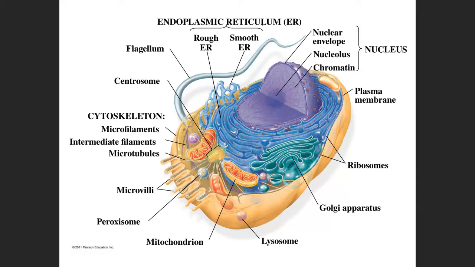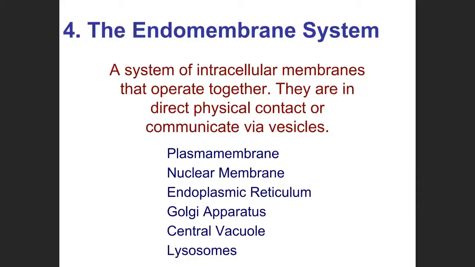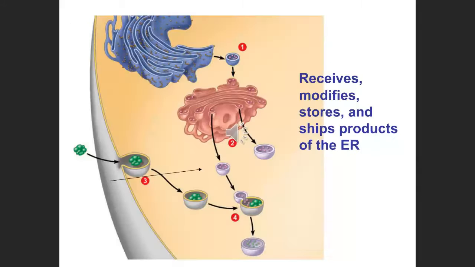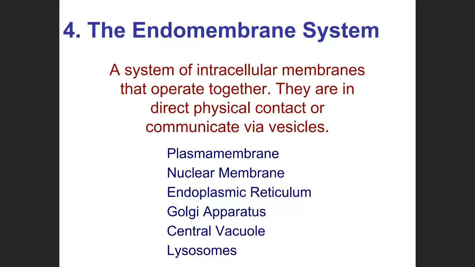Okay, so those endoplasmic reticulum, both of them, are part of what we call a system of intracellular organelles that operate together. We call it the endomembrane system. They either communicate directly, physically, or they communicate by vesicles. Look at that, the Golgi with the endoplasmic reticulum, they communicate through vesicles, and the Golgi communicates with the plasma membrane through vesicles too. So this is why I'm telling you that they are part of what we call the endomembrane system.